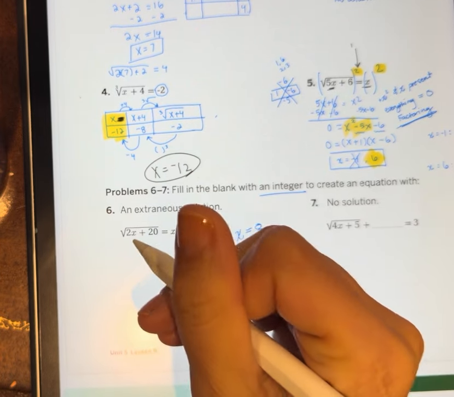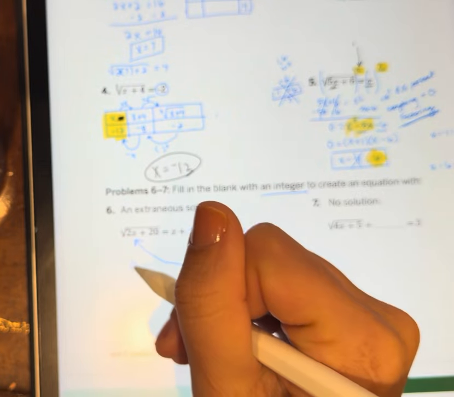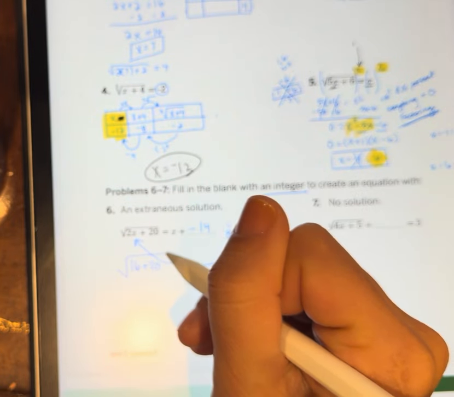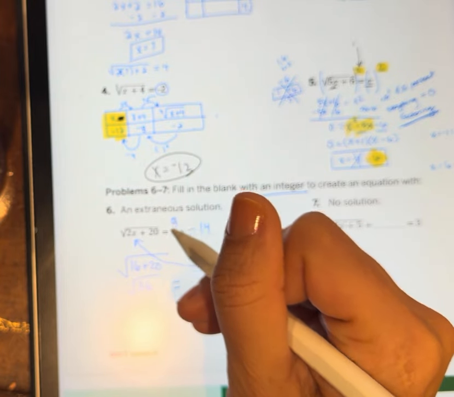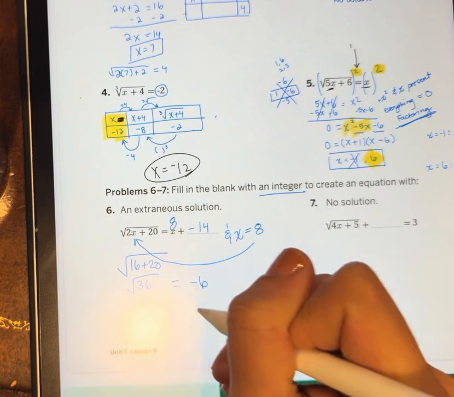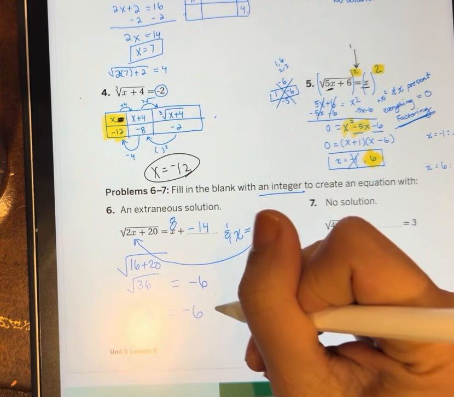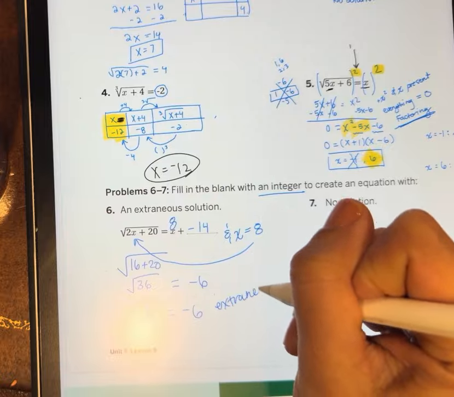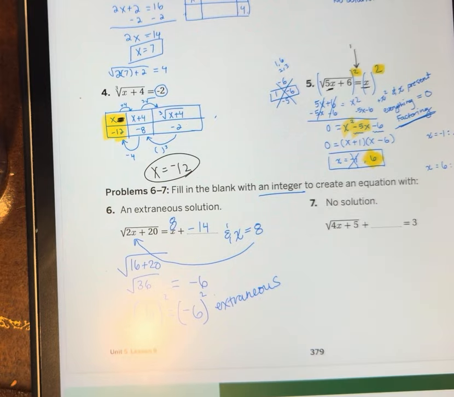So an 8 would go in here, and 2 times 8 would be 16, and 16 plus 20 would be 36. And then on this side, it would be 8. 8 minus 14 would be negative 6. And then over here, I would get 6 equals negative 6. And that would be an extraneous solution, because it would work when both sides were squared, but it wouldn't work as it is.